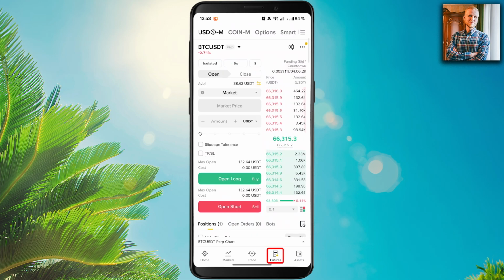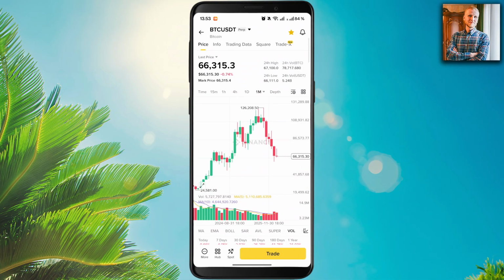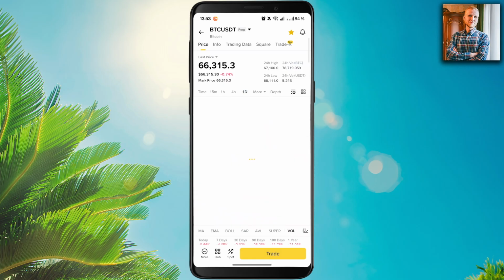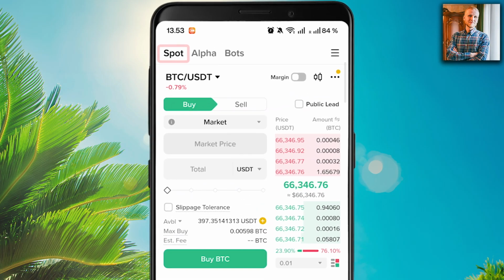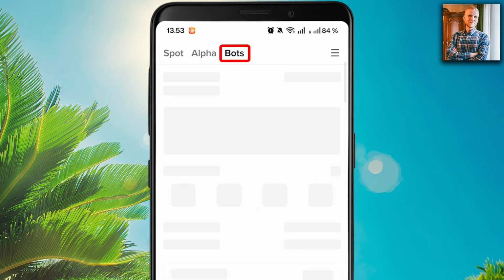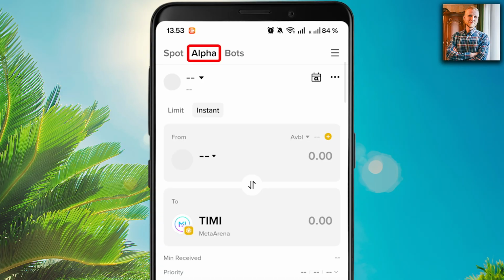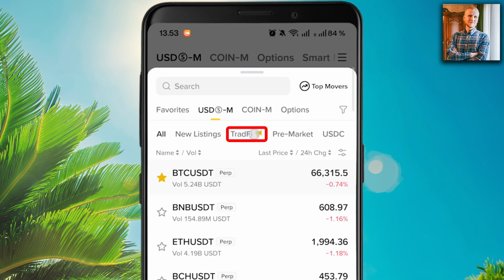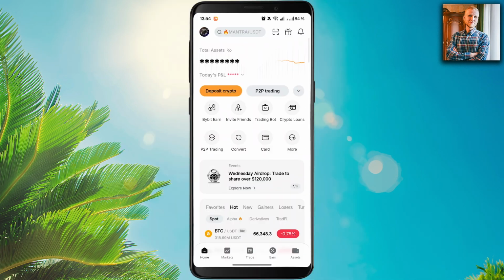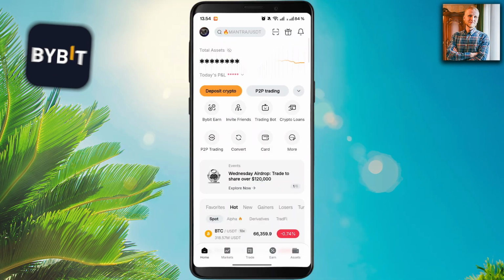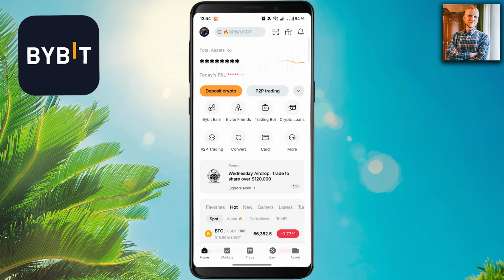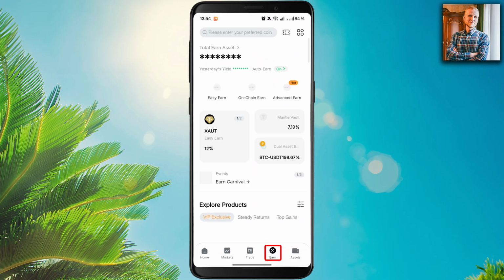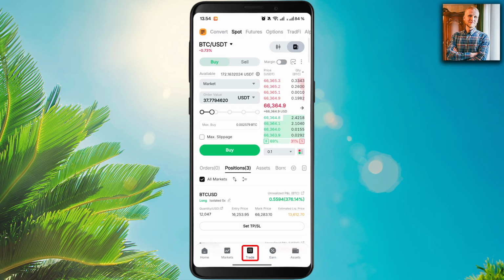You can do almost anything you want here. You can analyze the charts even more on the computer, but also basics here on the mobile app. You can do spot trading, use automated trading bots, alpha trading, futures trading, options trading, and even the TradFi that I showed you earlier. And then of course you can use other trading apps such as Bybit, for example. Again, no MT5 needed here. You can trade here directly on your phone and even on your computer.